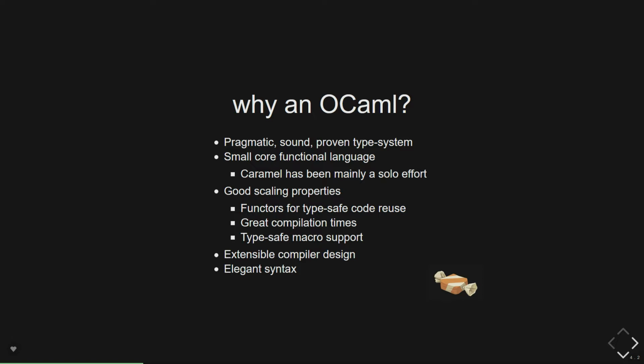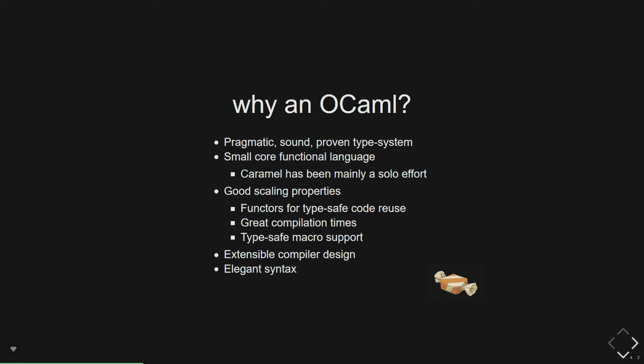Well, OCaml has a pragmatic, sound, and proven type system. What do I mean by that? I mean that it's built, right, to let you get things done. So it's very pragmatic. It's not going to bring a lot of theory that is really hard to grasp and put into practice. It's going to say, this is the type safety you need to make sure that what you're doing right now works, right?